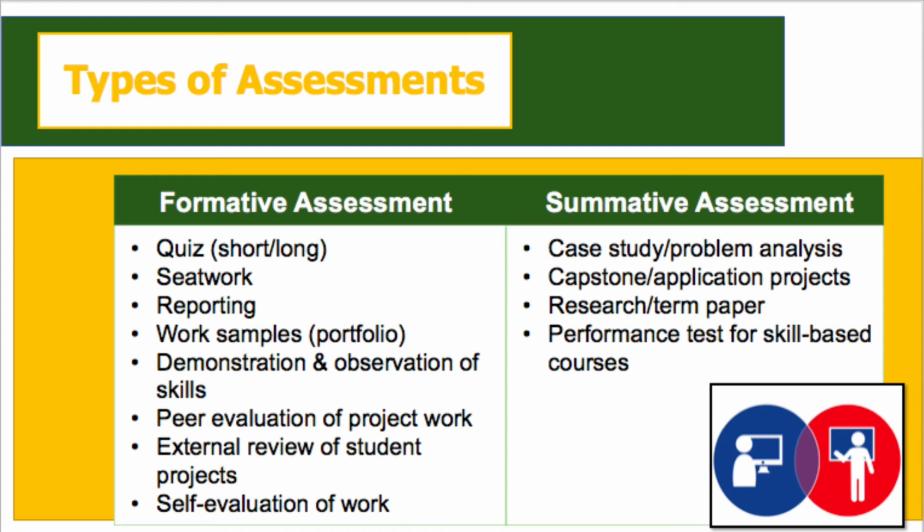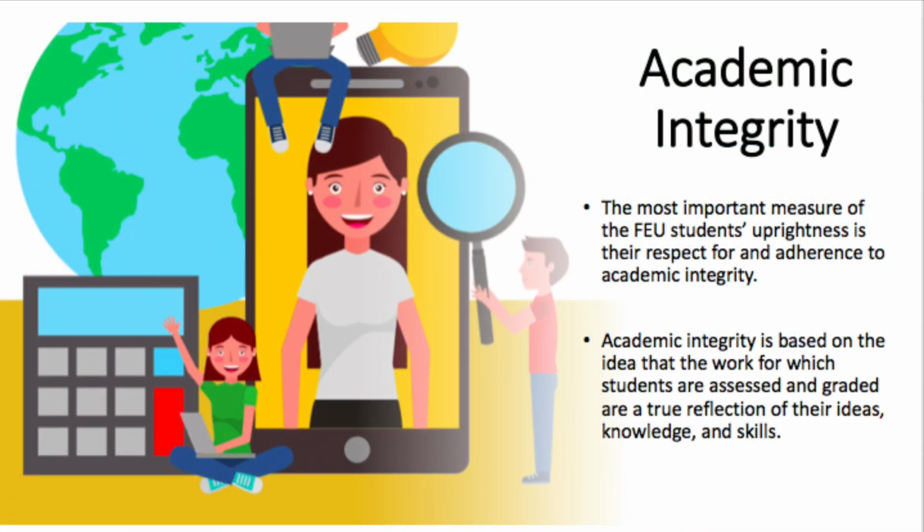Now, since we're talking of assessment, it's also vital to emphasize academic integrity. The most important measure of FEU students' uprightness is through the respect and adherence of academic integrity. Integrity is doing the right thing even if no one is looking at you, if no one is behind you and constantly checking if you are doing it. But for you yourself, you're doing the right thing. That's one exemplary of having integrity.